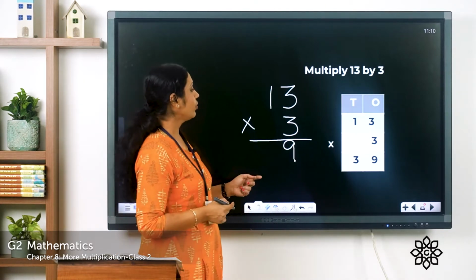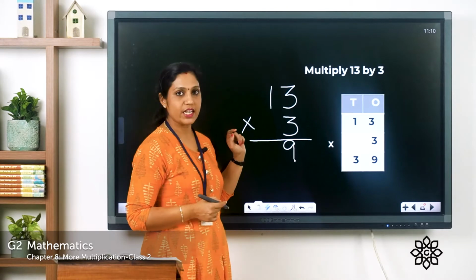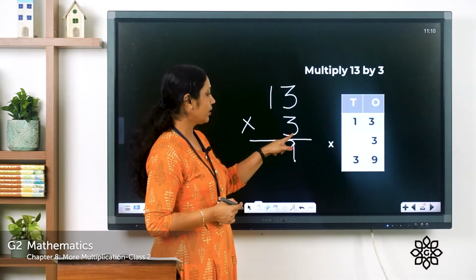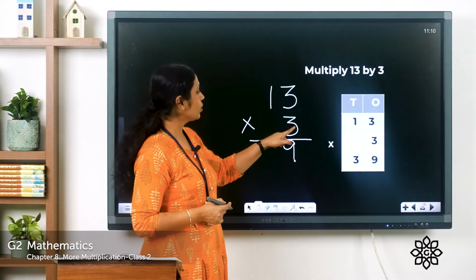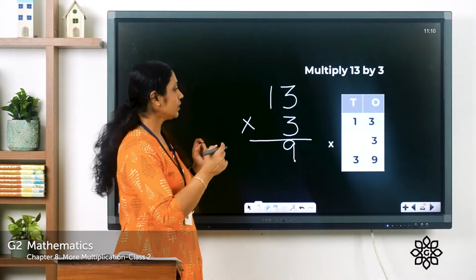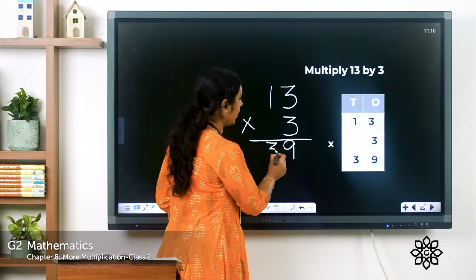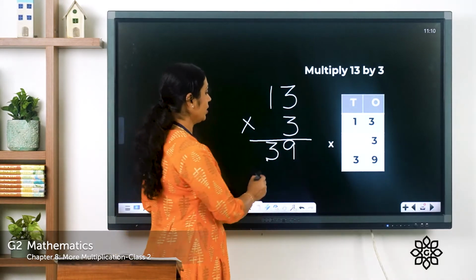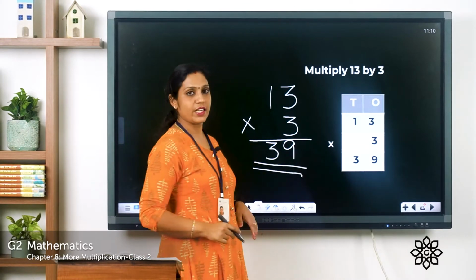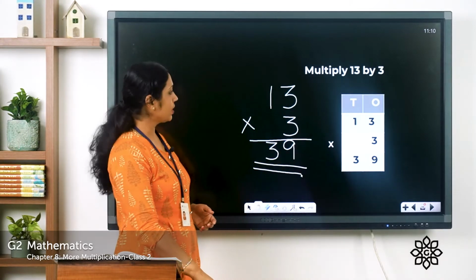Now again we have to multiply with the number in the tens place. So with 3 here you have to multiply the 1 in the tens place. So 3 ones are 3. That 3 you have to write here under the tens place. Now how much is 13 into 3? 39. So you got the answer 39. Let's do some more examples.